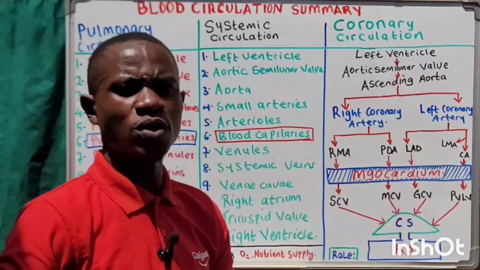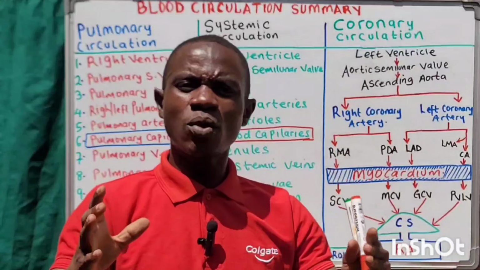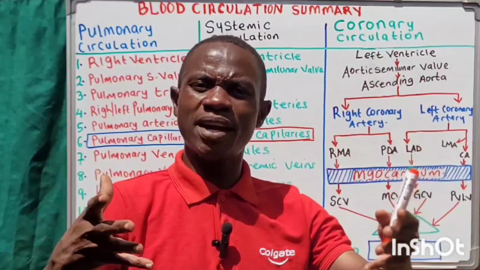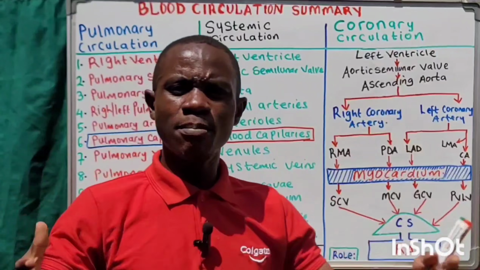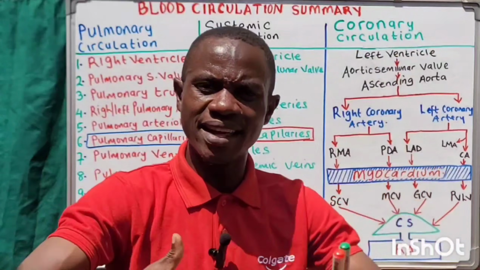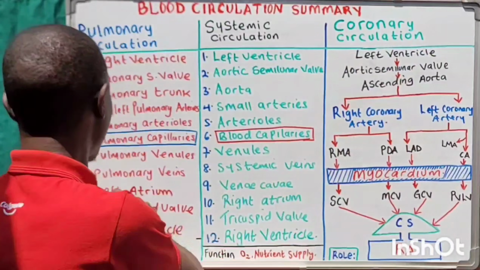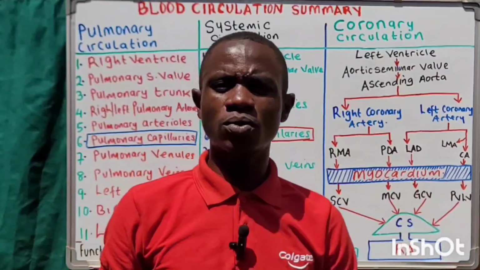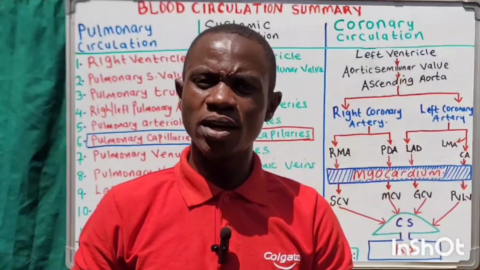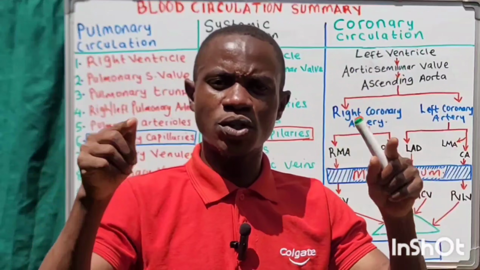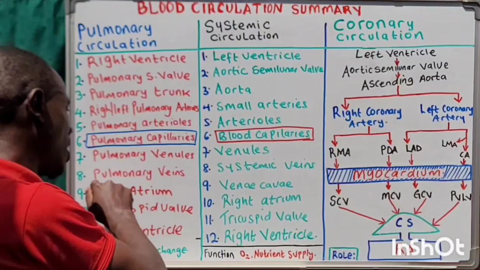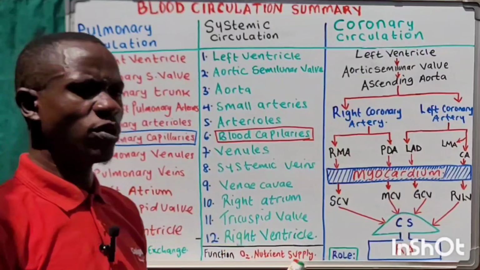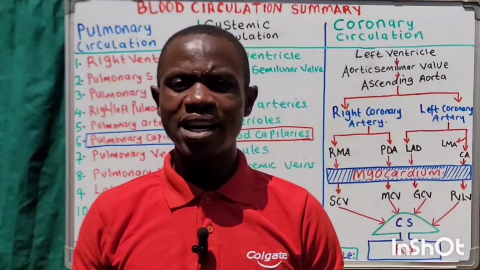And then from there, after the exchange of the gases, you have oxygen-rich blood. We then have the post-pulmonary capillary vessels, which we call the pulmonary venules. Multiple pulmonary venules come together and make the pulmonary veins. And of course, you have both the right and the left pulmonary veins. They carry oxygen-rich blood. These right and left pulmonary veins drop this blood into the left atrium.